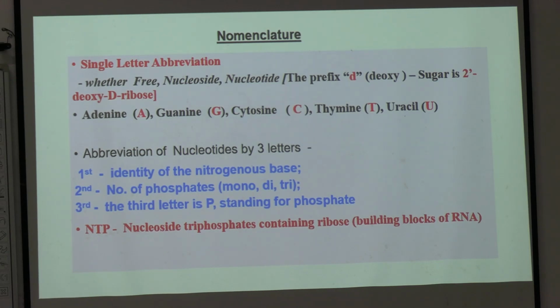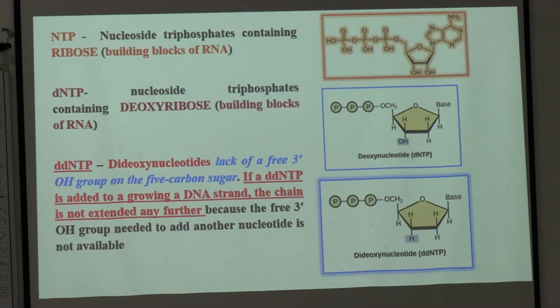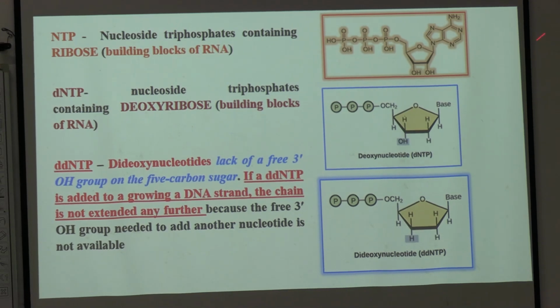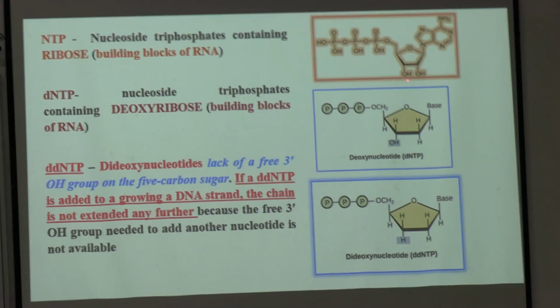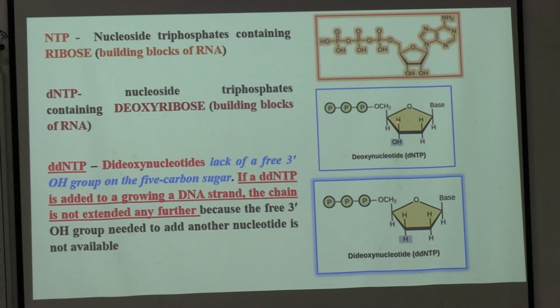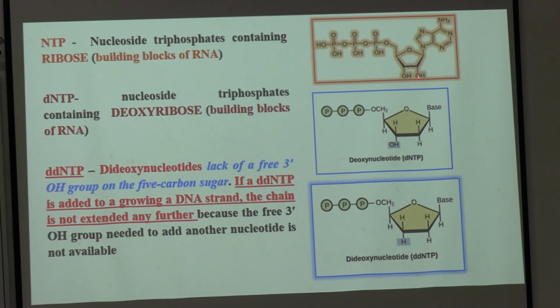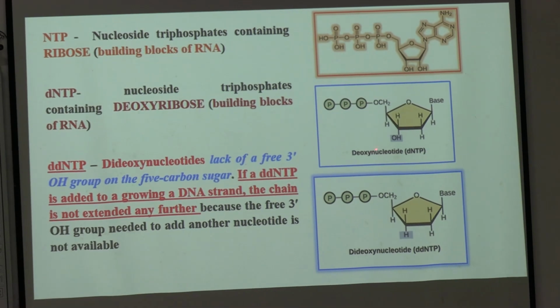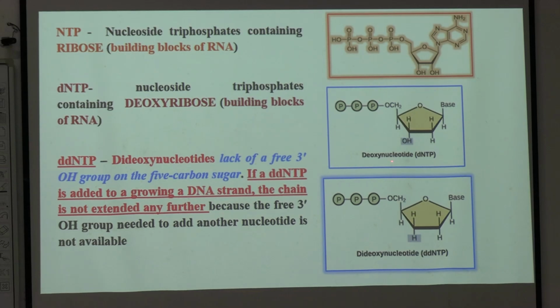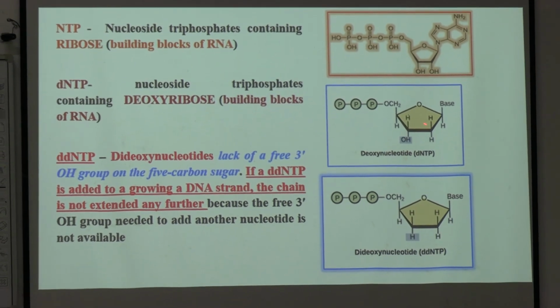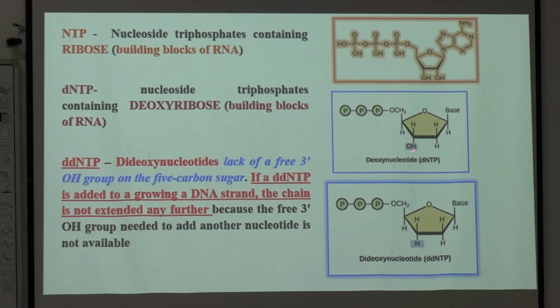So during polymerase chain reaction, we require dNTP, not NTP. NTP is a nucleoside triphosphate containing ribose. You see ribose, there are 2 hydroxyl groups here, at the 2 and 3 positions. In deoxyribose, the 2 position hydroxyl group is not there. That's why it is called deoxynucleotide. This is deoxyribose, and this is ribose. This is deoxyribose.